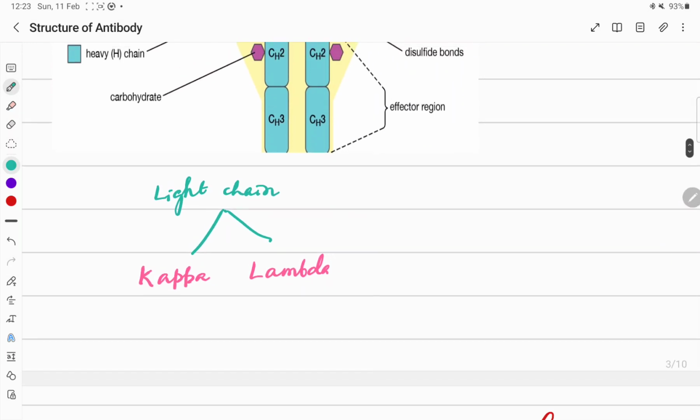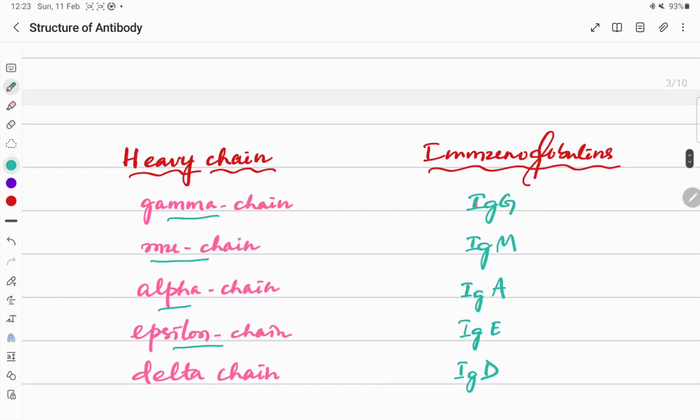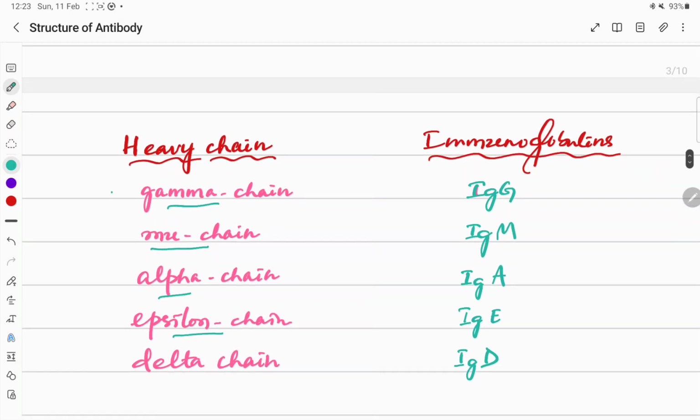The light chain can be of 2 types, kappa and lambda, and the heavy chain can be of 5 types, gamma, mu, alpha, epsilon and delta, and accordingly immunoglobulins are of 5 types. If there is a gamma chain, it is immunoglobulin G. If there is a mu chain, it is immunoglobulin M. If there is an alpha chain, it is immunoglobulin A. If there is an epsilon chain, it is immunoglobulin E. And if there is a delta chain, it is immunoglobulin D.